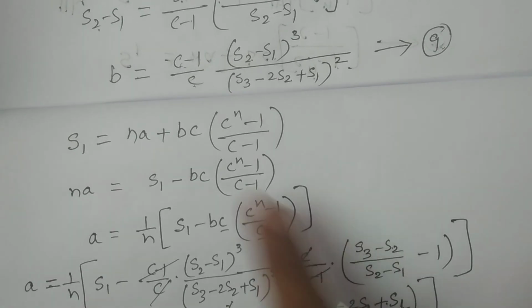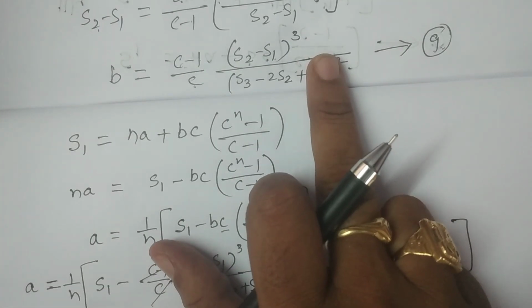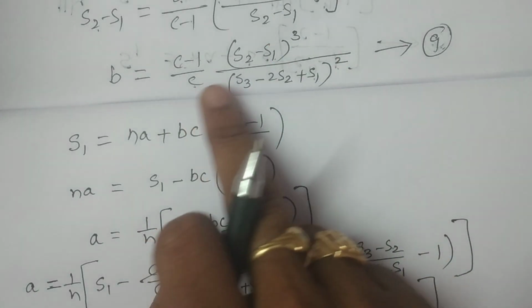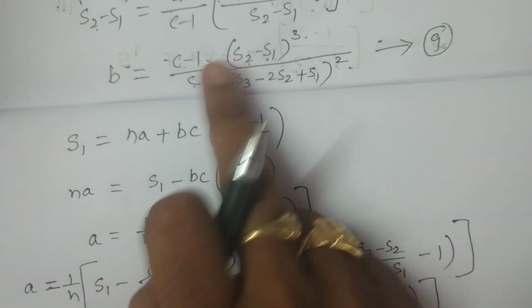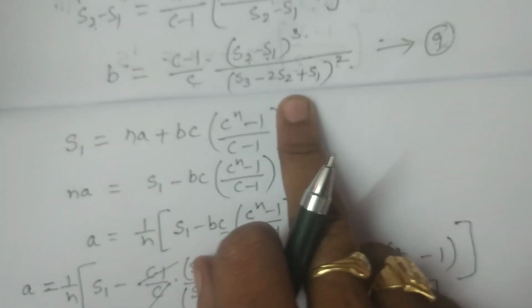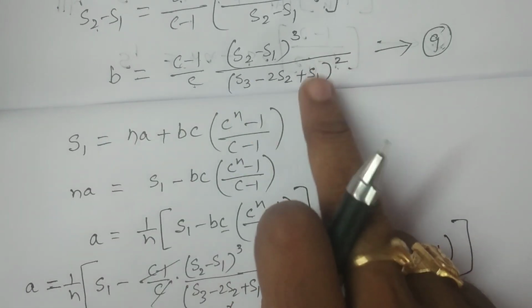And this is B, equation 9. C minus 1 by C. What is C? C is nothing but S3 minus S2 by S2 minus S1 whole power 1 by n. Just now, equation 8. Refer to equation 8. C minus 1 by C. B is equal to C minus 1 by C into S2 minus S1 whole cube by S3 minus 2S2 plus S1 whole square. This is the value of B, this entire value.